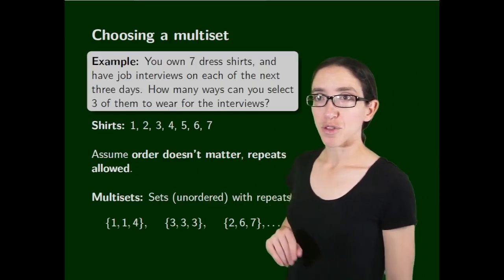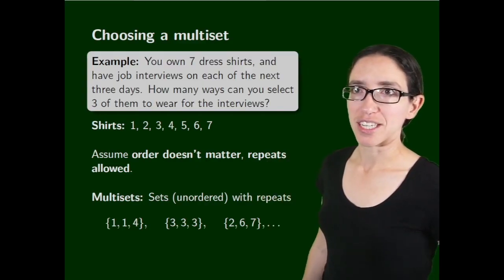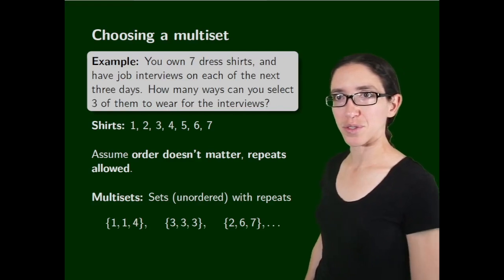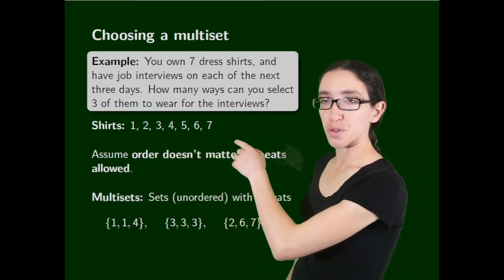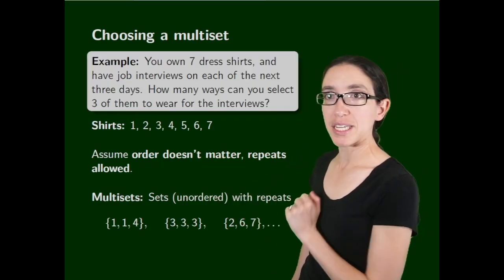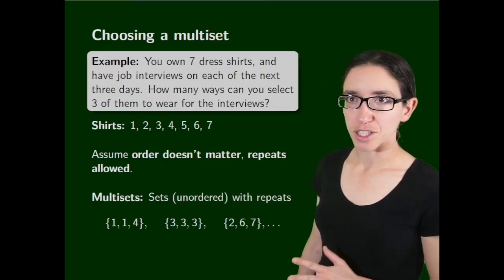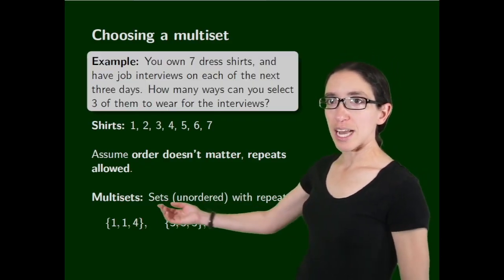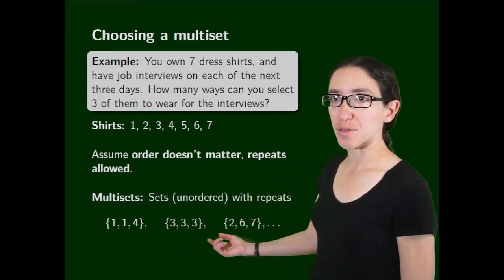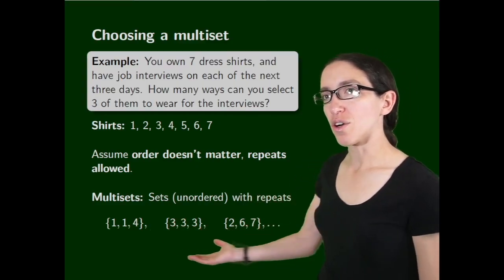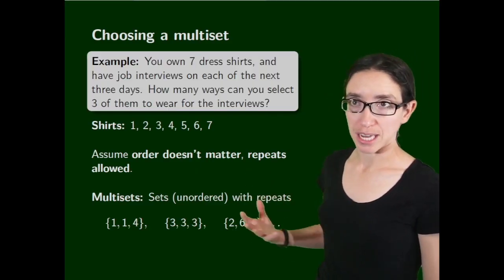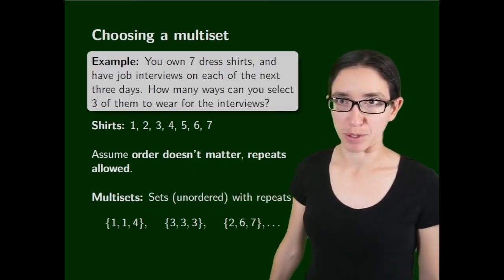Let's go back to the 7 dress shirts problem. You have 7 dress shirts and have job interviews on each of the next 3 days. How many ways can you select 3 of them to wear for the interviews? So let's label the shirts 1, 2, 3, 4, 5, 6, 7 like we did in the last video. And we assume order doesn't matter and repeats are allowed. So a multiset is an unordered set with repeats allowed. For instance, now we can put 1 in the set twice and 4 as another element, or you can have 3 three times, or 2, 6, 7. These are all ways of choosing which 3 shirts you're going to wear if order doesn't matter, but you're allowed to wear the same shirt twice because you know you're going to be able to do laundry.